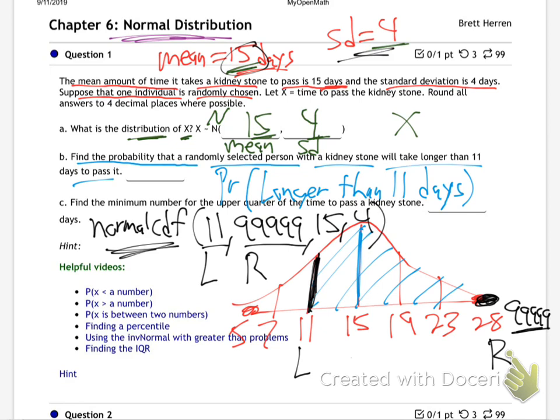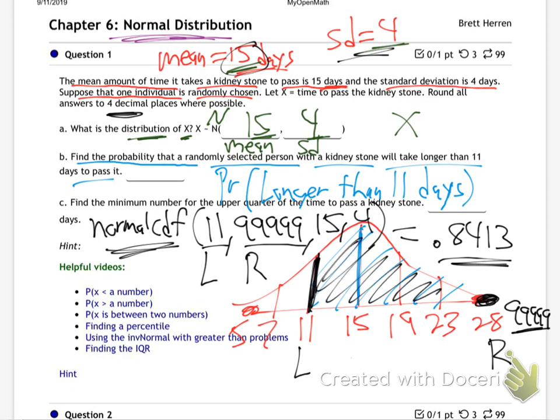I'm going to do it too. I'm getting 0.84. How many decimals do they want? 4. Where does it say that? Oh, there it is. Yeah, 4. 0.8413. So we expected something more than 50%. Sure enough, that's 84%. So that means this is 84% of the curve, meaning 84% of the people will take 11 days or longer to pass their kidney stone.